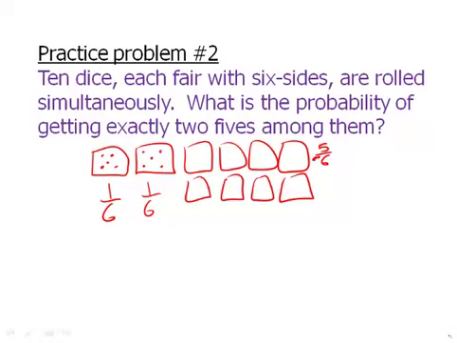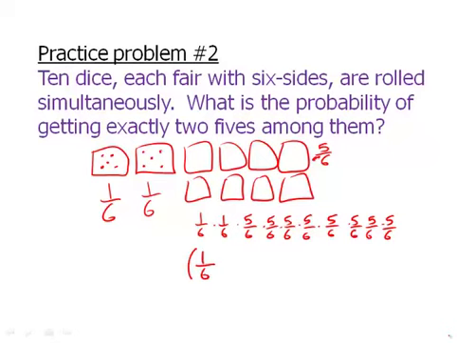Now, of course, all of these are independent, so we can multiply. So one way to say this is 1/6 times 1/6 times 5/6 times 5/6 times 5/6 times 5/6 times 5/6 times 5/6 times 5/6. Okay, we could write all that out, but that's a pain. Much easier to say it this way: 1/6 to the power of 2, times 5/6 to the power of 8.